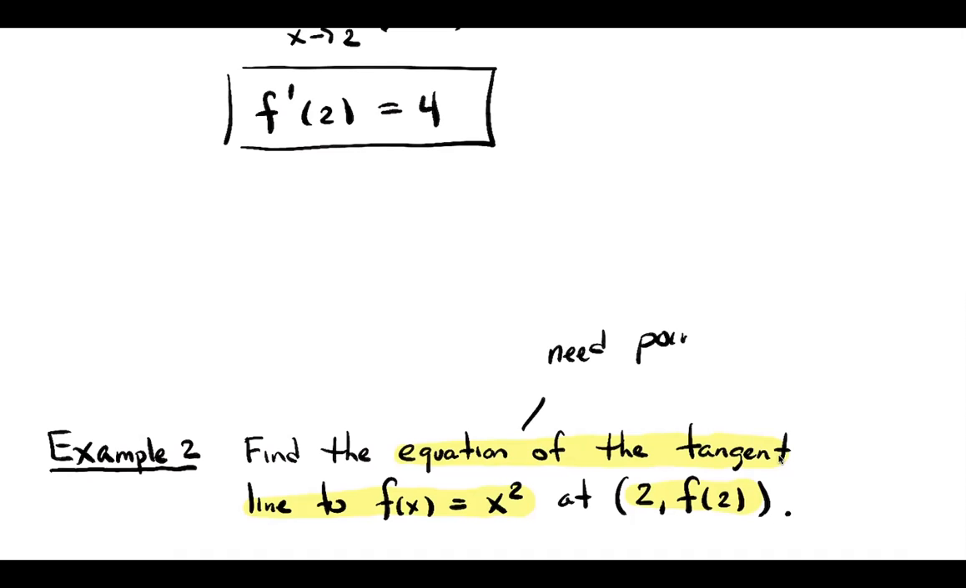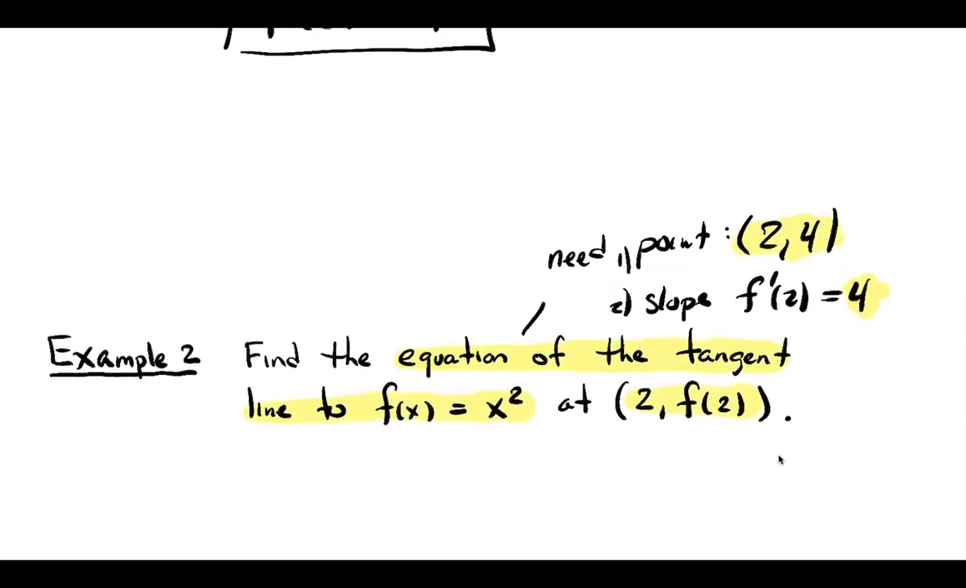Well, you need a point. To find an equation of a line, you always need a point. We're given the point. It's 2 comma f of 2. f of x is x squared, so f of 2 is 4. And we also need the slope. Well, the slope of the tangent line, that's f prime of 2. Lucky us, we've just computed it. It's also 4. So my second example, I'm really just asking you, can you find the equation of a line through the point 2 comma 4 that has slope 4? Yeah, sure you can. You can find the equation of a line given a point and the slope.